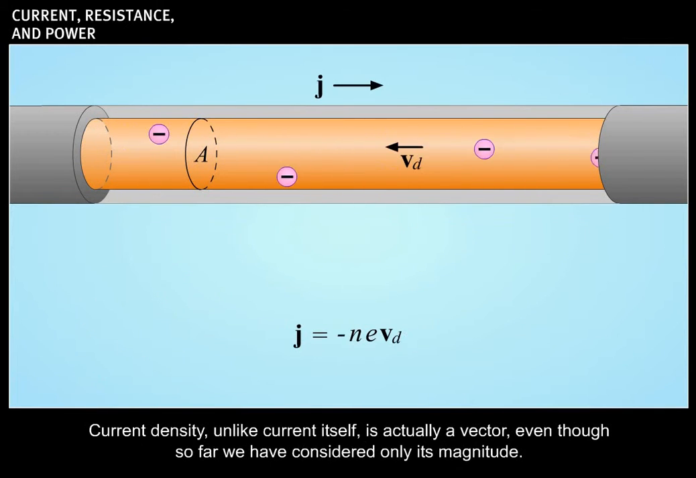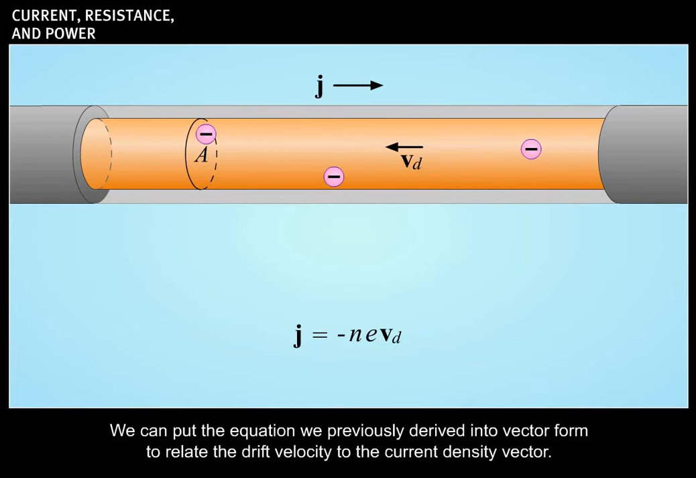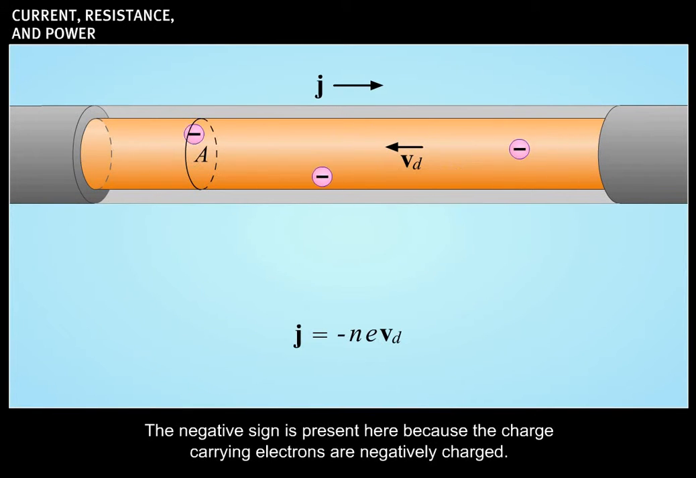Current density, unlike current itself, is actually a vector, even though so far we have considered only its magnitude. We can put the equation we previously derived into vector form to relate the drift velocity to the current density vector. The negative sign is present here because the charge-carrying electrons are negatively charged.